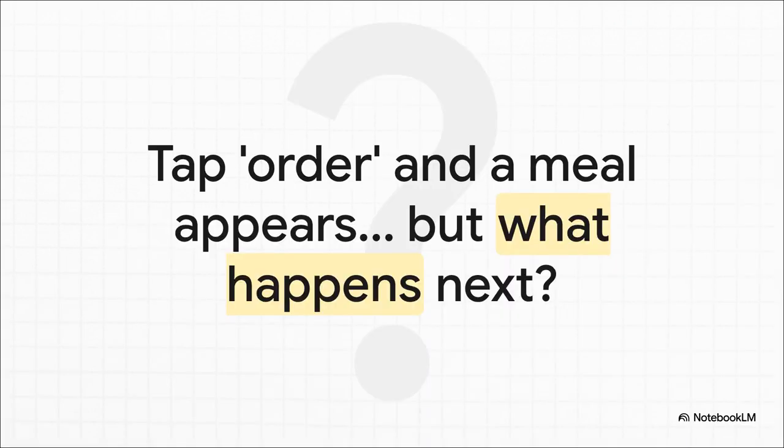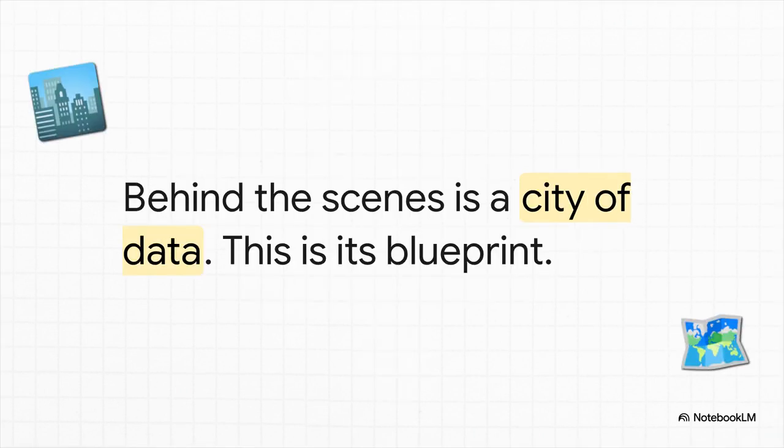So think about the last time you used a food delivery app. You tap order and poof, like magic, a meal appears at your door. But that magic is really just a super complex system of information flowing perfectly. So what's really going on behind that simple tap? Well, you've just sent a signal into this bustling city of data. A city with roads, houses, traffic lights, the whole shebang. The plan for that city, its blueprint, that's what we call data architecture. And today, we're going to become its chief architects.